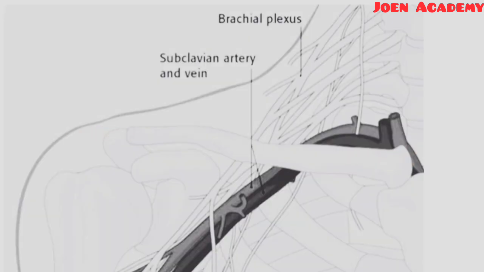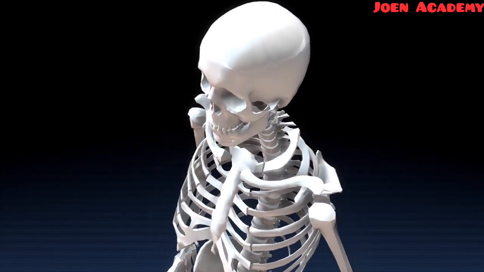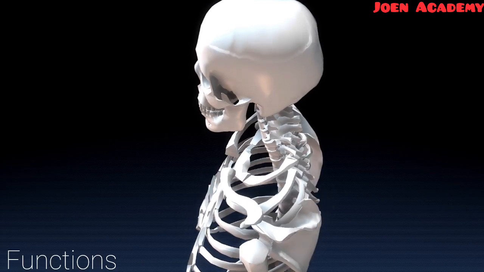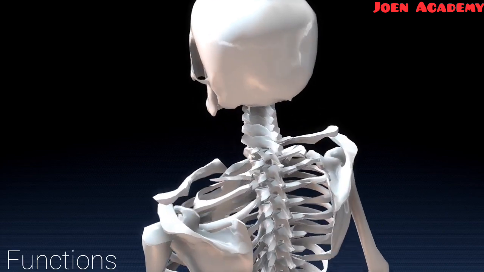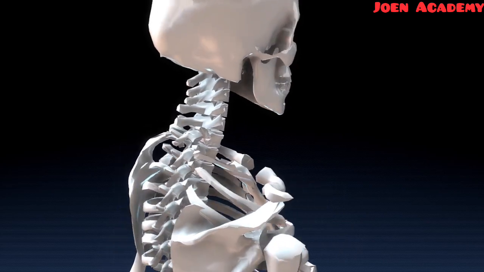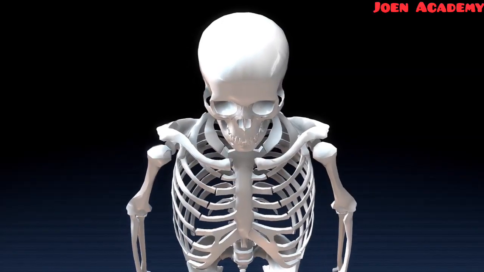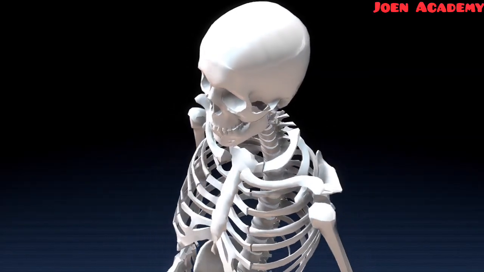It is classified as a long bone and can be palpated along its length. In thin individuals, it is visible under the skin. The clavicle has three main functions. It attaches the upper limb to the trunk as part of the shoulder girdle. It protects the underlying neurovascular structures supplying the upper limb. It transmits force from the upper limb to the axial skeleton.